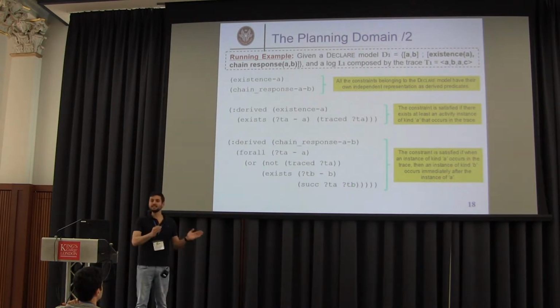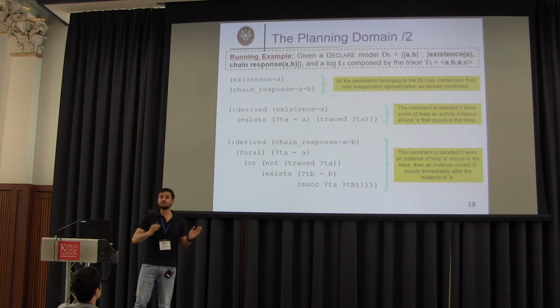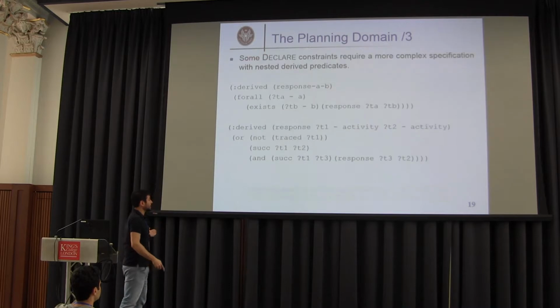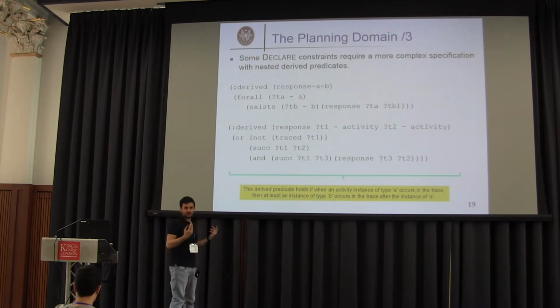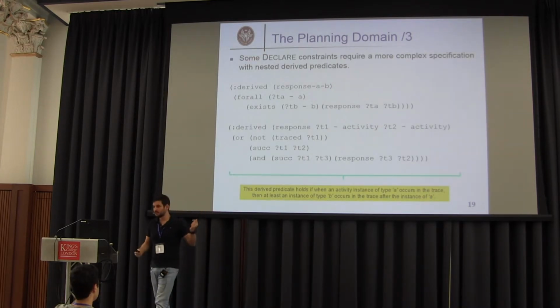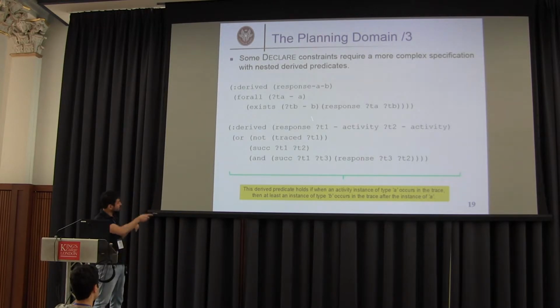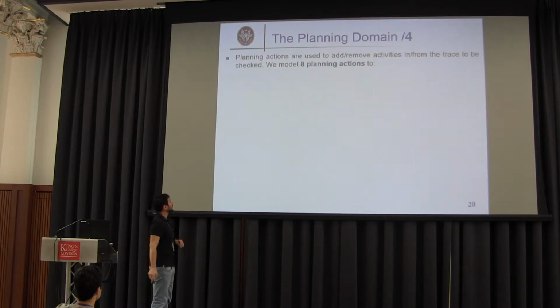So any Declare constraint can be translated into a proper derived predicate. Clearly, we also have more complex derived predicates, for example, the response. I do not explain the response now, but some constraints require nested derived predicates to be encoded.